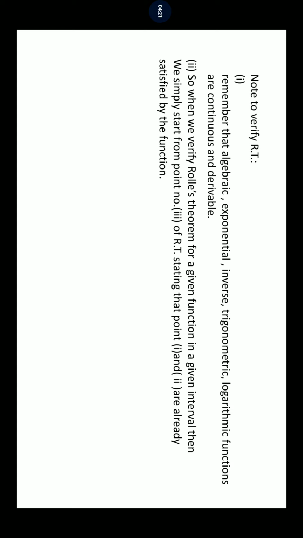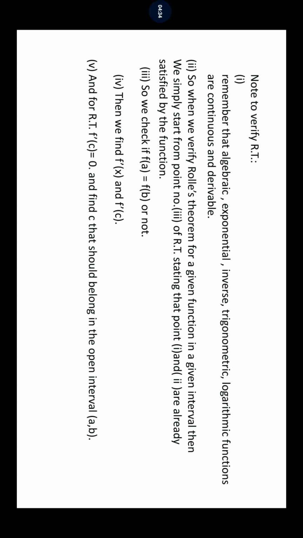Okay, so we check if f of a equals f of b or not. That's the third point. And then we find f dash of x and f dash of c. Remember that we are finding c, and for Rolle's theorem f dash of c equals 0. Then we find whether c belongs to the open interval a comma b or not, because according to the theorem there exists at least one real number c which must belong to open interval a comma b.